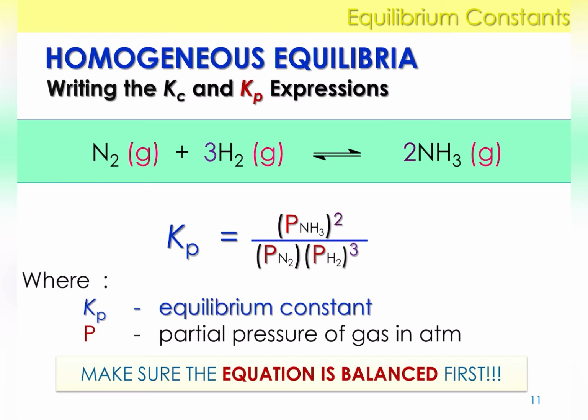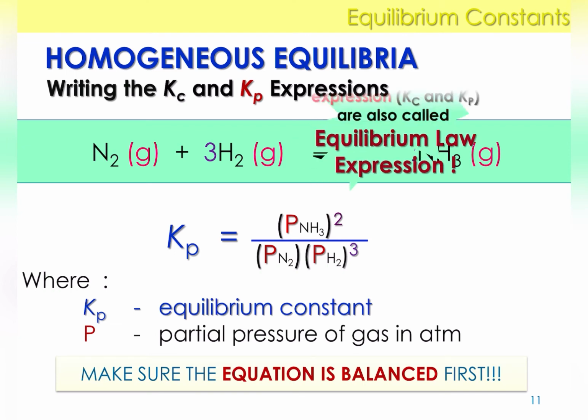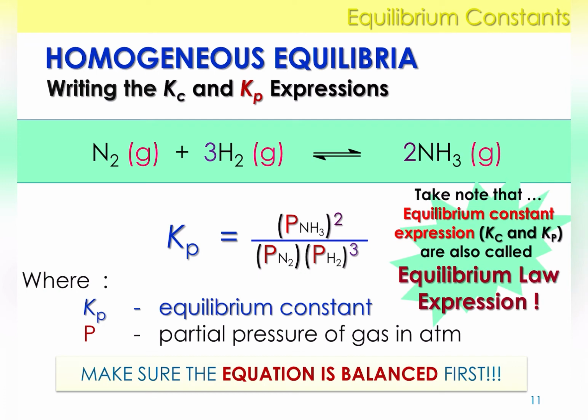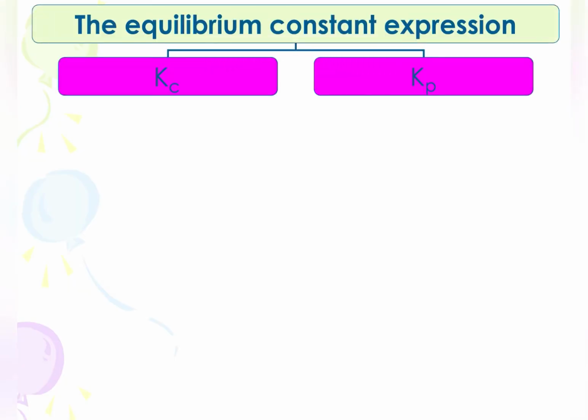And one last thing that you have to take note of: the equilibrium constant expressions Kc and Kp have another name, which is the equilibrium law expression. So sometimes they will use another term, but both terms are referring to the same thing. Please be alert about this.